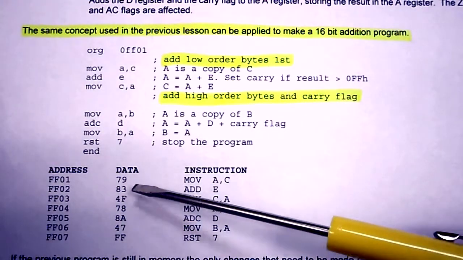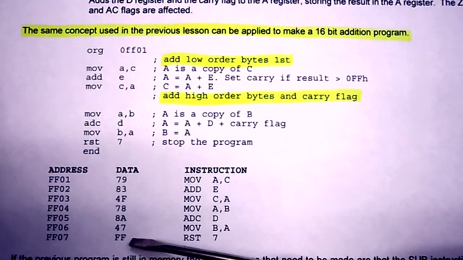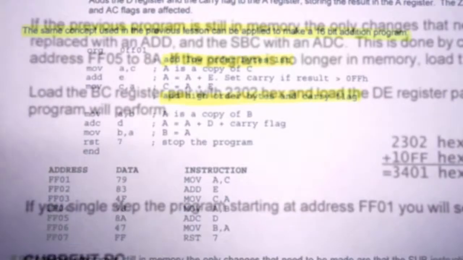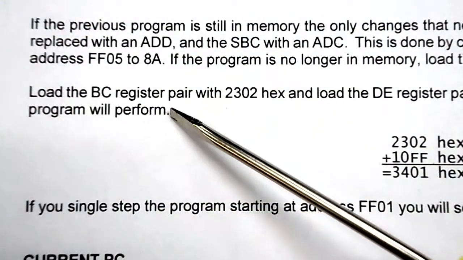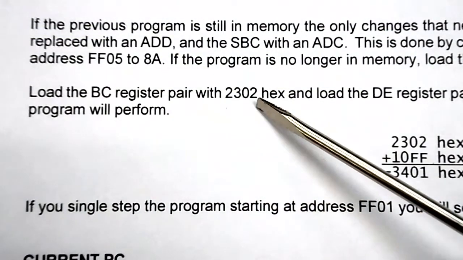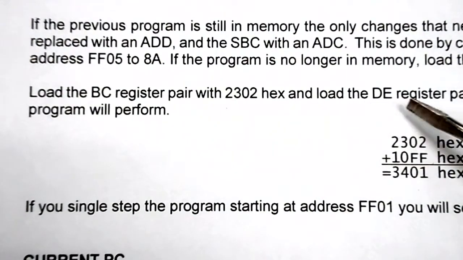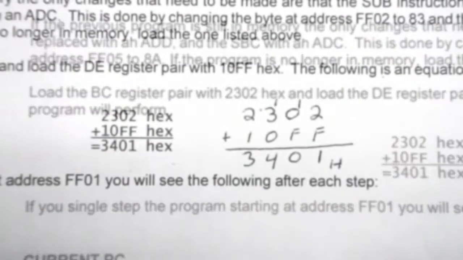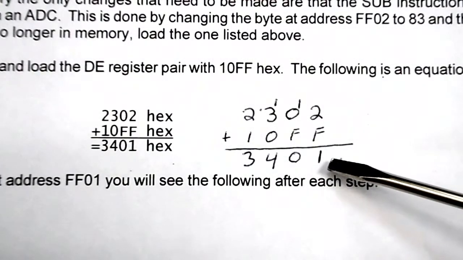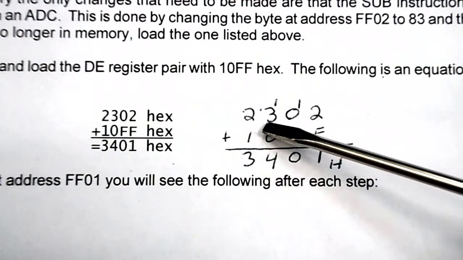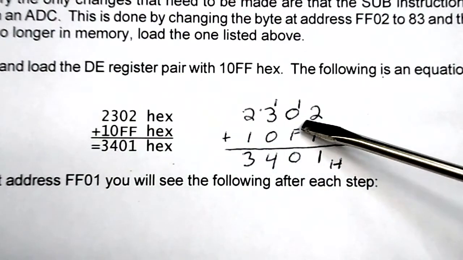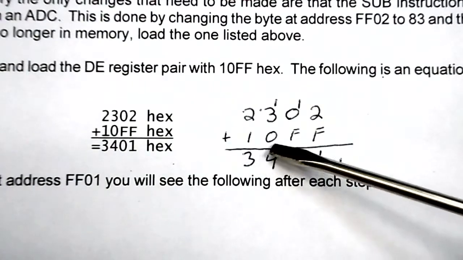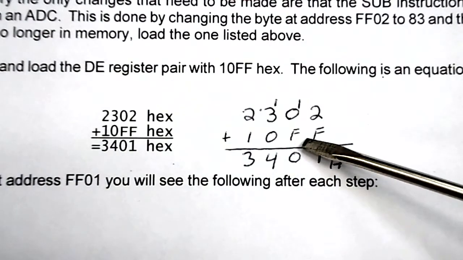Once again, they've given us all the opcodes that we need to type into the primer trainer. So we're to load the BC register pair with 2302 hex, and then load the DE register pair with 10FF hex. And it says the following is an equation that the program will perform. So it helps if you go through these calculations yourself. We're going to load 2302 into BC, and we're going to load 10FF into DE.